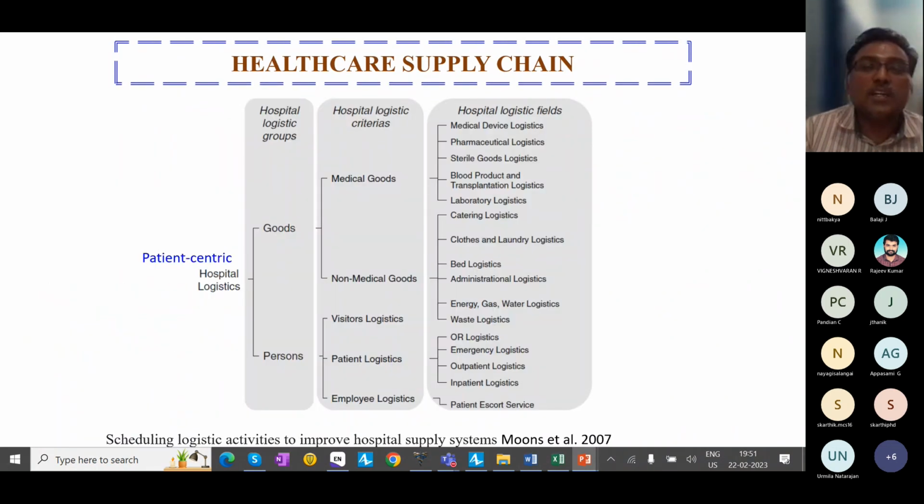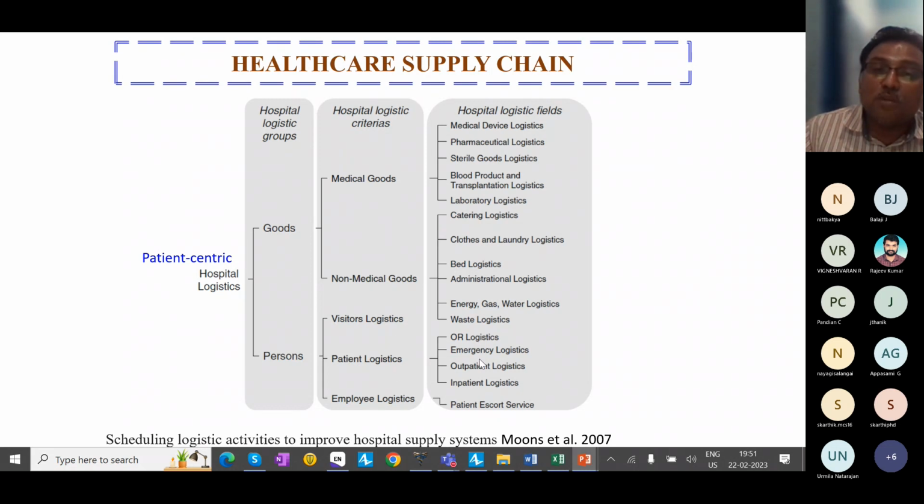And this is another categorization of patient-centric logistics alone. Within a hospital, we cannot say that there is no material flow. Material flow is there, but patient flow predominantly plays a role. If you see here, the patient flow is again categorized into three. Some authors call it logistics, some call it patient flow, some internal supply chain, whatever, right? So you have patient logistics, employees and visitors.